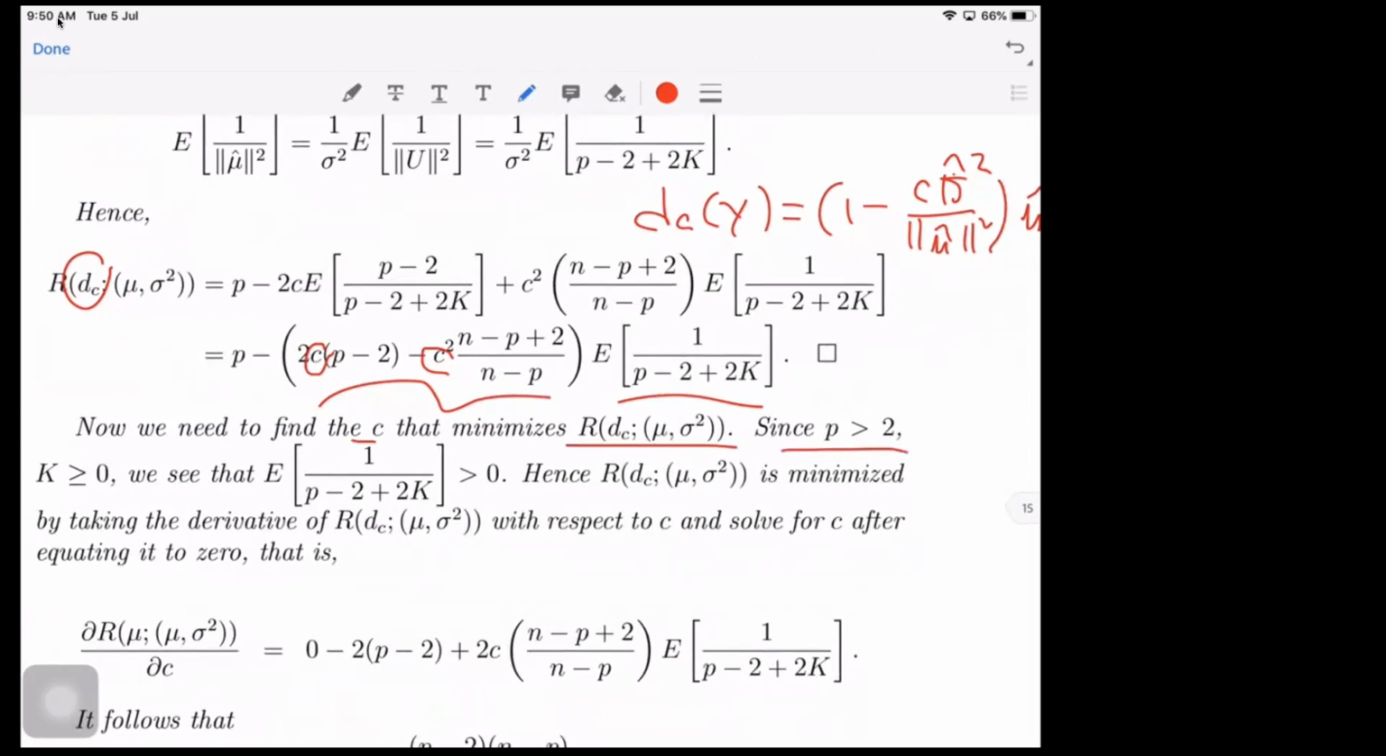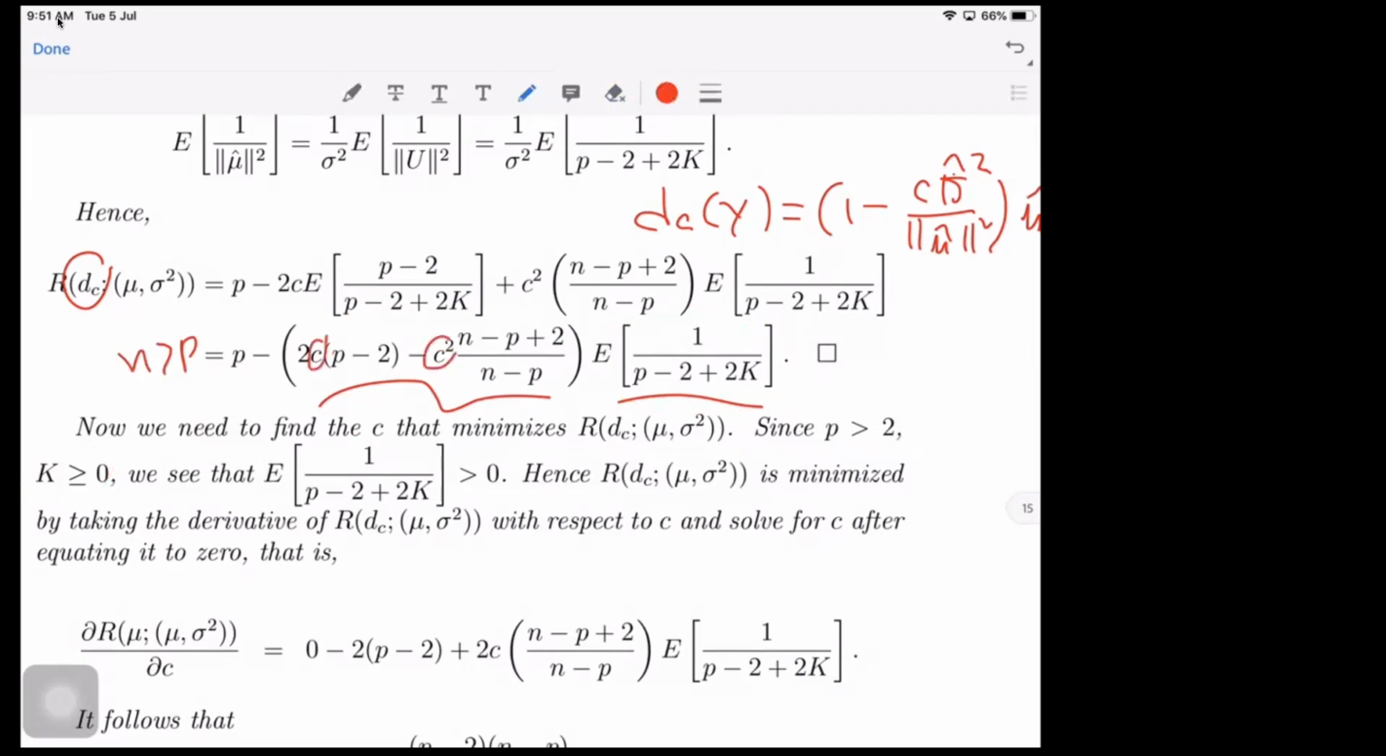So if P is greater than 0, this is always positive, so we expect this to be positive. And then N is always greater than P, so this term will also be positive. So how do we now find the C?